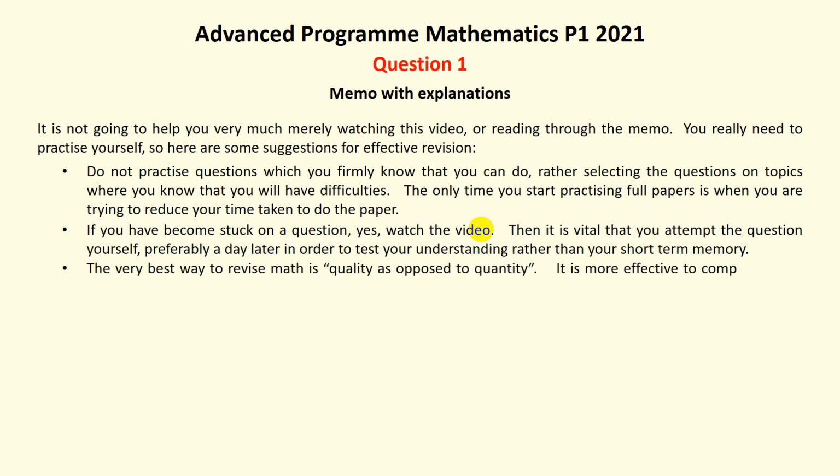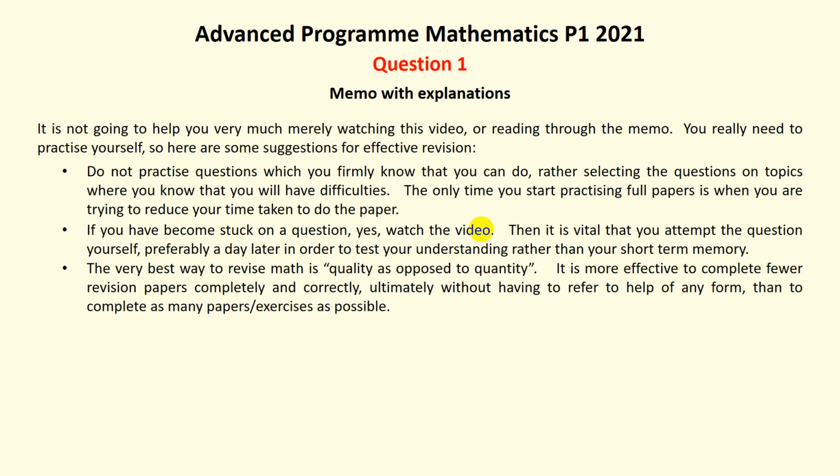The very best way to revise math is quality as opposed to quantity. It is more effective to complete fewer revision papers completely and correctly, ultimately without having to refer to help of any form, than to complete as many papers or exercises as possible. I often come across people who say, "Oh, how many revision papers have you done?" "I've done 8." But the point is, it doesn't help to do 8 revision papers if you leave out everything you cannot do.